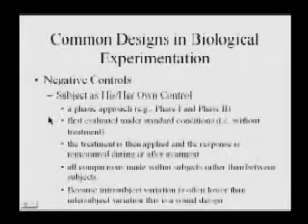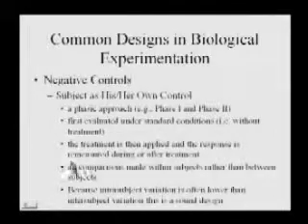Again, for negative controls, the subject might be used as his or her own control. This could be a phasic approach, phase 1 and phase 2. The subject is first evaluated under standard conditions without treatment, and then the treatment is applied and the response is remeasured during or after that treatment. So all the comparisons will be made within subjects rather than between subjects. Because the intra-subject variation is often lower than inter-subject variation, this is a sound design.